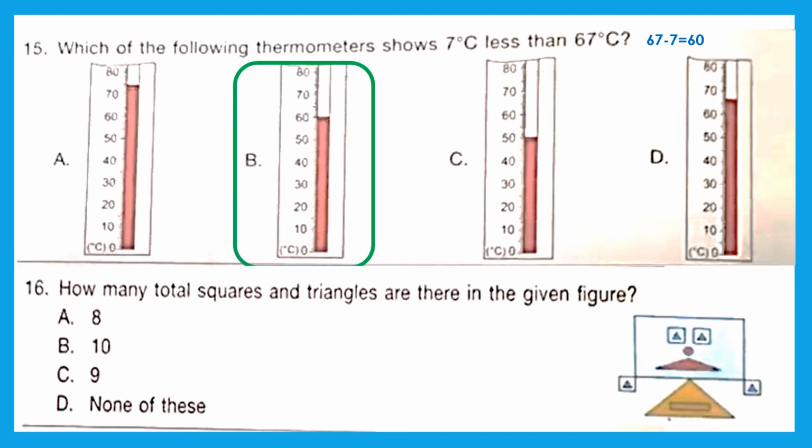Question 16. How many total squares and triangles are there in the given figure? Let's find out. So let's see the squares. Now squares are 1, 2, 3, 4. We have only 4 squares. All 4 are having triangles inside, right? So total number of squares are 4. Now let's see triangles. 1, 2, 3, 4, 5 and 6. We have total 6 triangles. Now we have to make a total. We will get 6 plus 4 is equal to 10. The right option is option B.